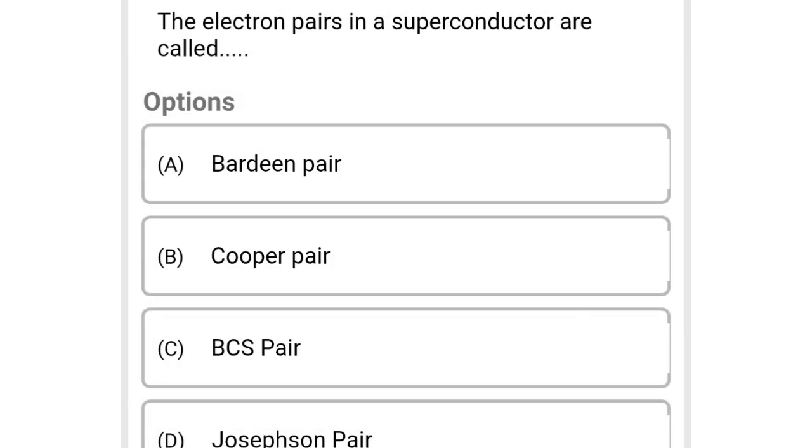Next question, the electron pairs in the superconductors are called option A Boson pair, option B Cooper pair, option C BCS pair, option D Josephson pair. The correct answer is option B Cooper pair.